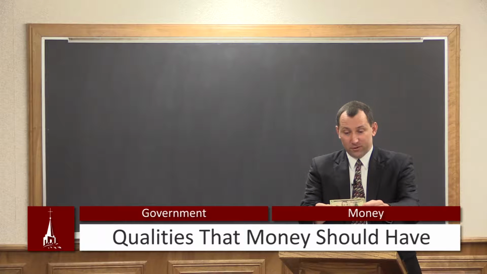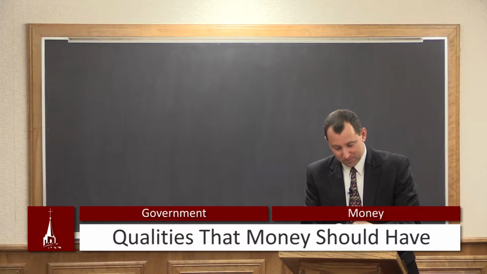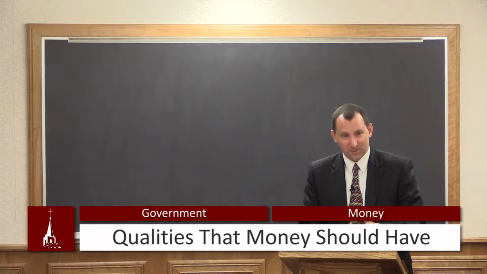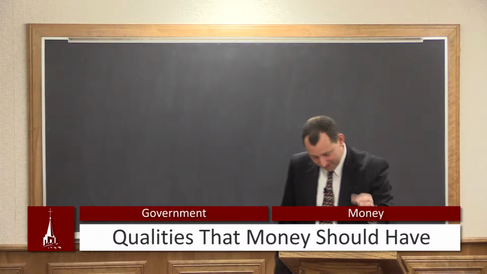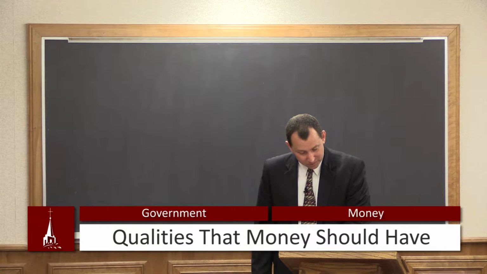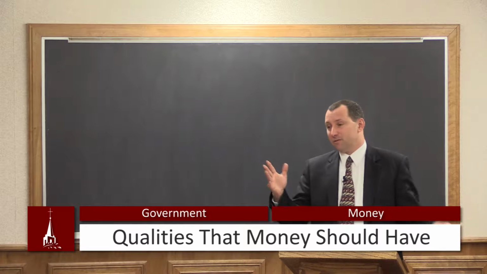And we have all kinds of new features on our bills to make them more difficult to copy. Don't try it at home, please. It'll get you in big trouble. All right, assayable: not easily counterfeited and recognizable. And then the last one here, it should be divisible, or available in smaller or different amounts.